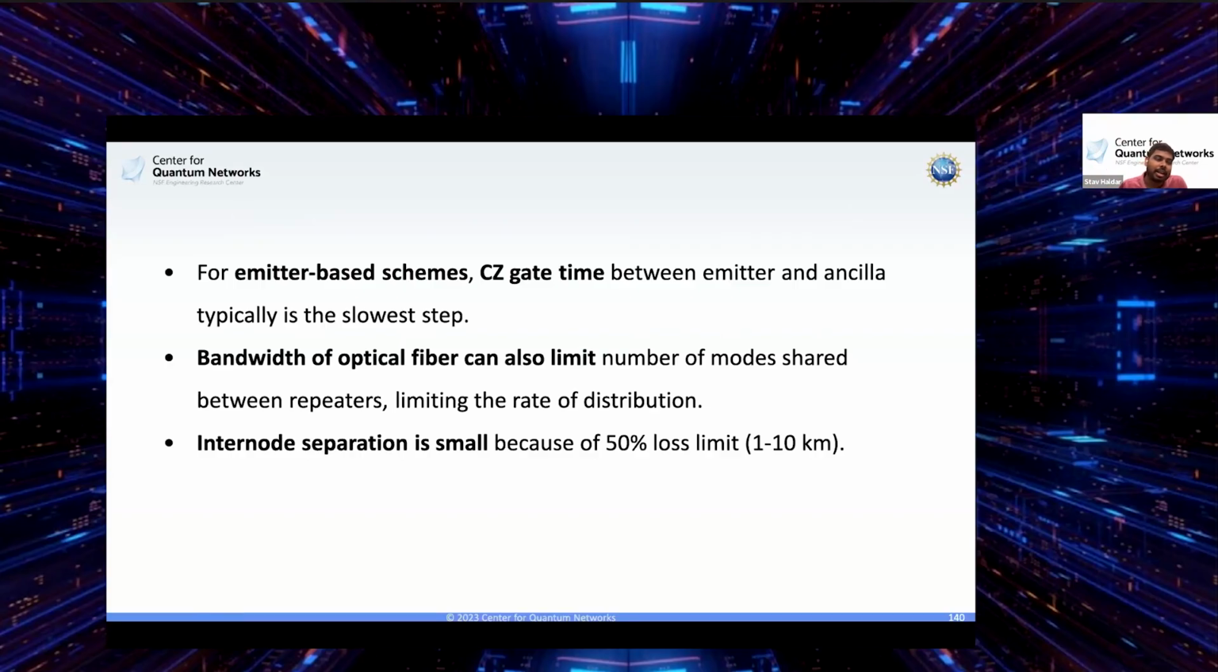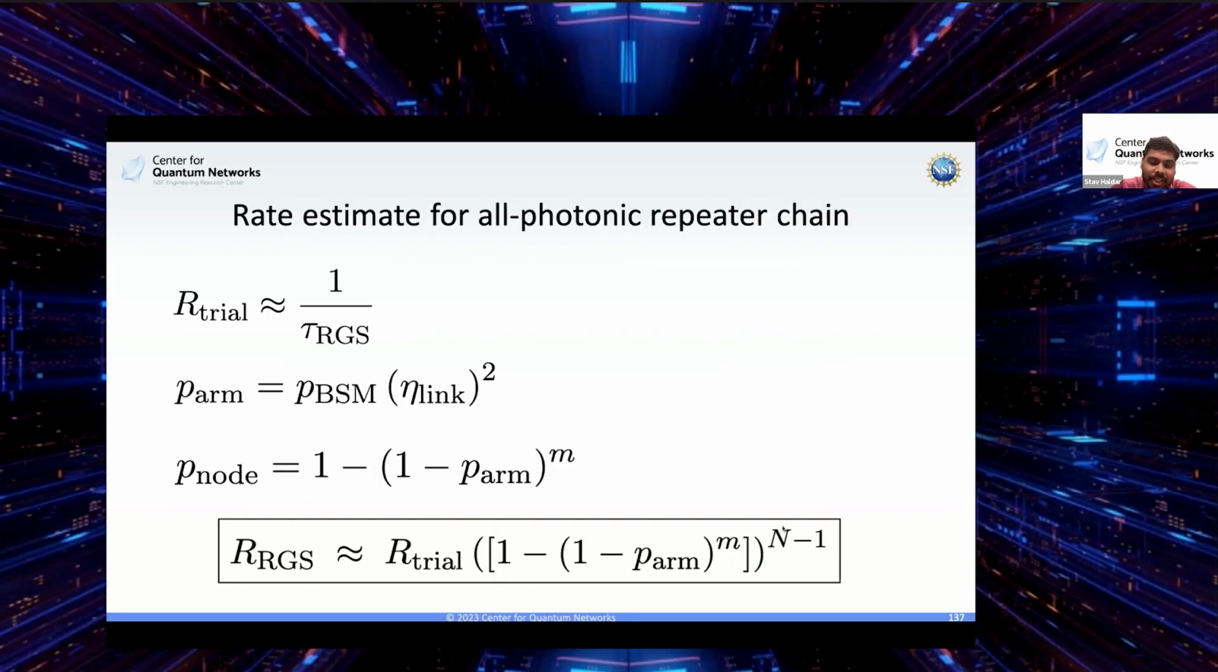If you are using a single cable or a single optical fiber and you want to have m equal to 24, that typically means that you have to use different wavelengths for each of the arms. And that puts you in a bandwidth problem, right? So you cannot put infinite arms in a single optical fiber, or you have parallel fibers for each, which is also not resource efficient. And then, as we discussed, this internode separation is something you have to care about because of this 50% loss limit. So you need a lot of repeaters in the all-photonic scheme. For 5,000 kilometers, if you put one every 10 kilometers, then you need 500 repeaters. So that factor n is 500.